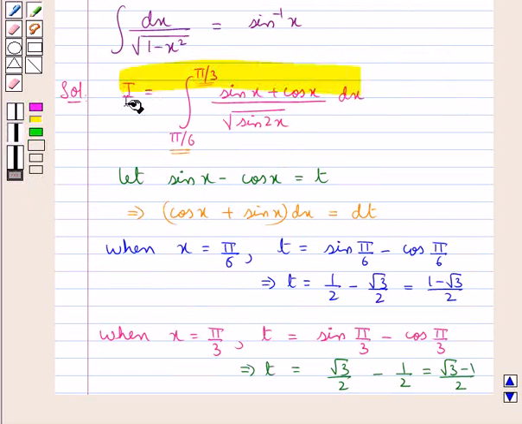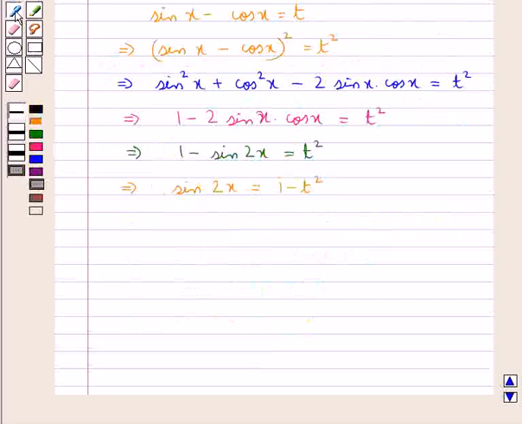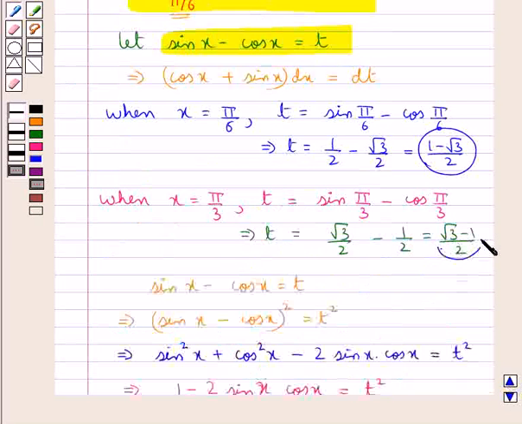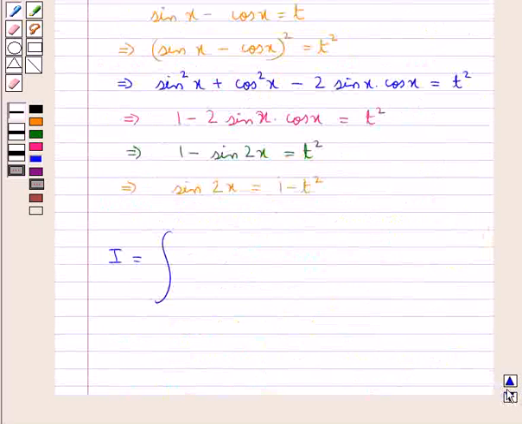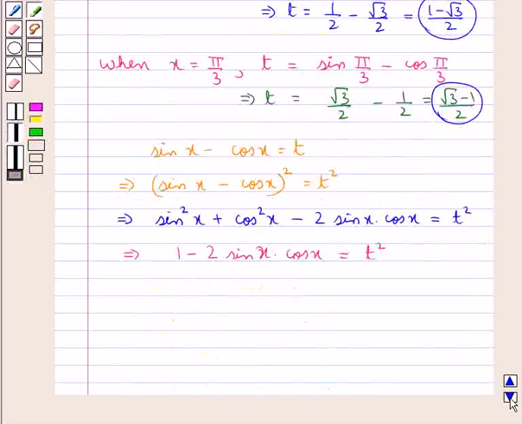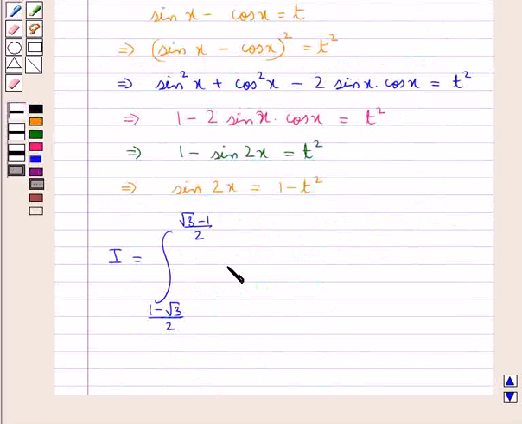So therefore, we can rewrite the given integral I in terms of t. Earlier the limits were pi by 6 to pi by 3, so now the limits would be (1 minus root 3) by 2 to (root 3 minus 1) by 2. So I is equal to the integral from (1 minus root 3) whole upon 2 to (root 3 minus 1) whole upon 2, and we have got (sin x plus cos x) dx as dt, so dt upon square root of sin 2x, that is square root of 1 minus t square.